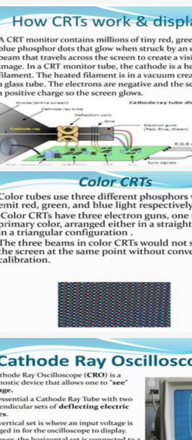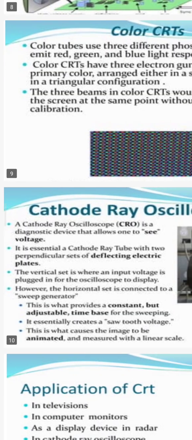And then the color CRT. In the color CRT, three primary guns are used: one for red, another for green, and the third for blue. The color CRT has three electron guns, one for each primary color, arranged in a straight line or sometimes a triangular configuration. The three beams in the color CRT would not strike the screen at the same point without convergence calibration.